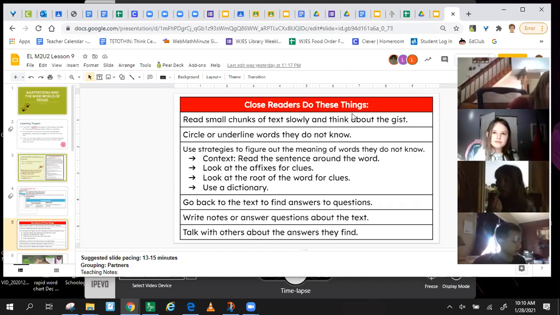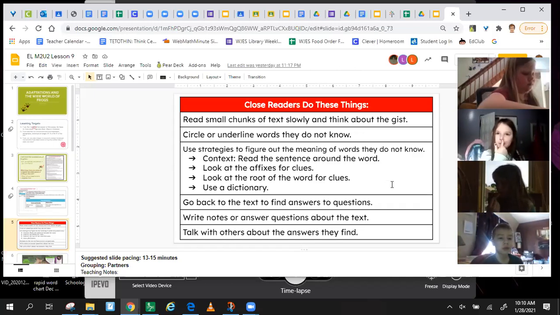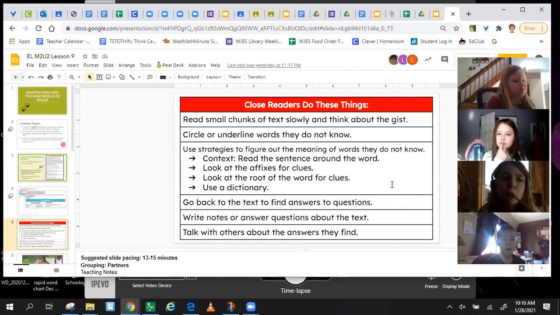Hopefully that'll work. Looking at the root word, yesterday we had some words that had the word venom, right? Or venomous. And what word would be our base word for that? What would it be, Abby?